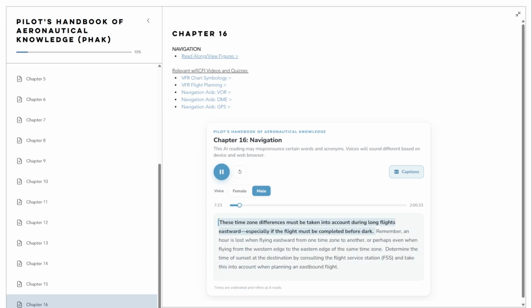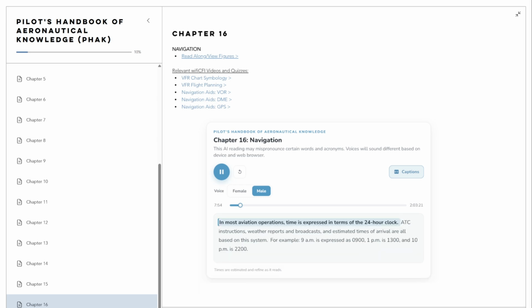These time zone differences must be taken into account during long flights eastward, especially if the flight must be completed before dark. Remember, an hour is lost when flying eastward from one time zone to another, or perhaps even when flying from the western edge to the eastern edge of the same time zone. Determine the time of sunset at the destination by consulting the Flight Service Station, FSS, and take this into account when planning an eastbound flight.